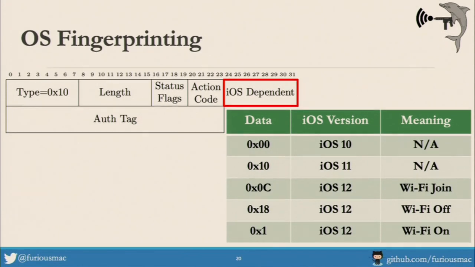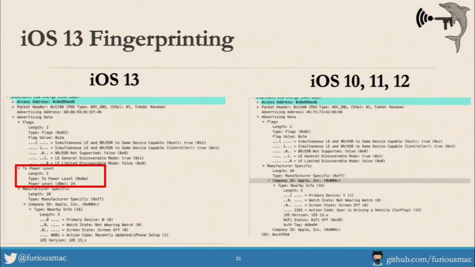So you may be asking how we fingerprint 13. Luckily for us, Apple added a new field starting in iOS 13 called the transmission power level, which we did not observe in any other iOS version. This is a picture, by the way, of our custom Wireshark dissector. You can see some of the fields broken out there at the bottom. So this allowed us to fingerprint iOS 10 all the way up through 13.